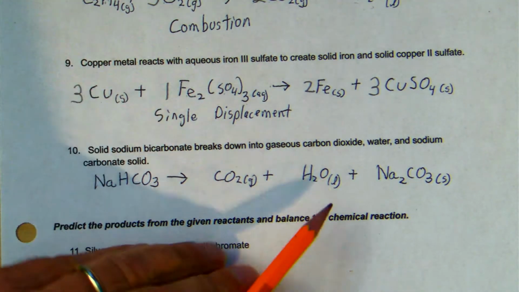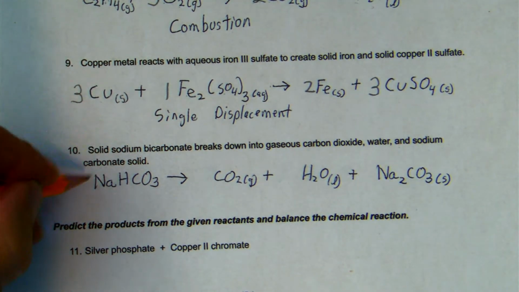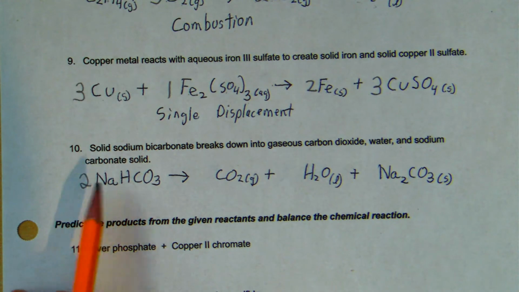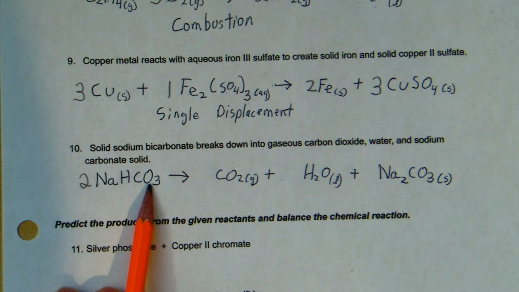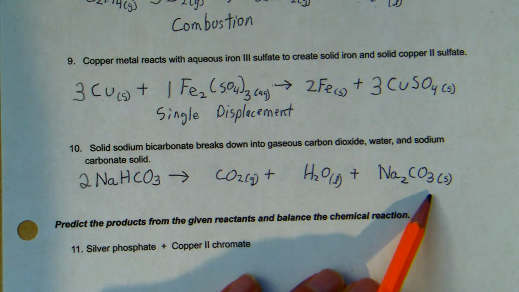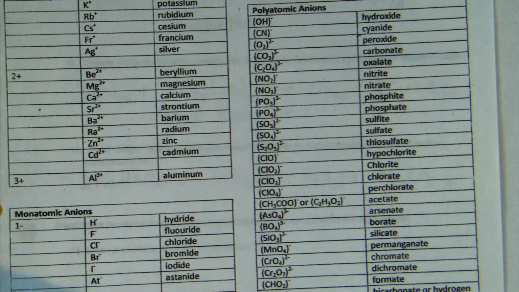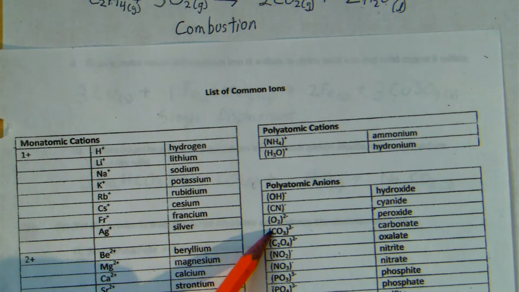I suppose I'll start with doubling the sodiums on the left. That gives me 2 sodiums on the left, 2 sodiums on the right, 2 carbonates on the left, 1 carbonate on the right. I'm a little troubled about the sodium bicarbonate and the sodium carbonate. So bicarbonate is HCO3 and carbonate is CO3.